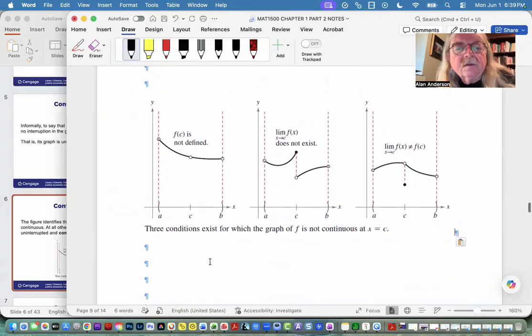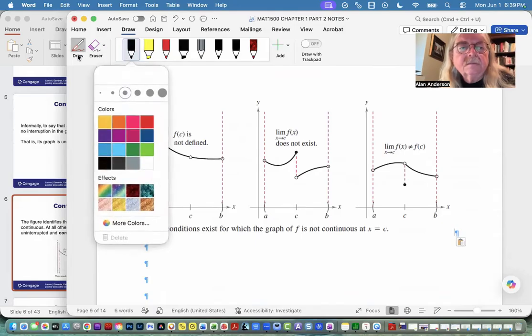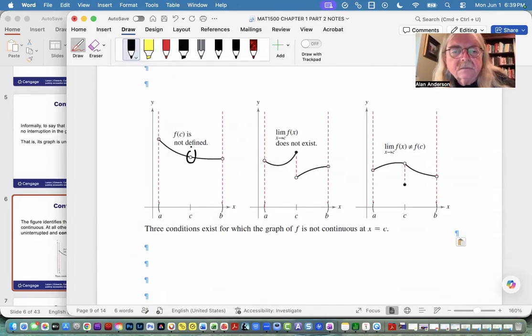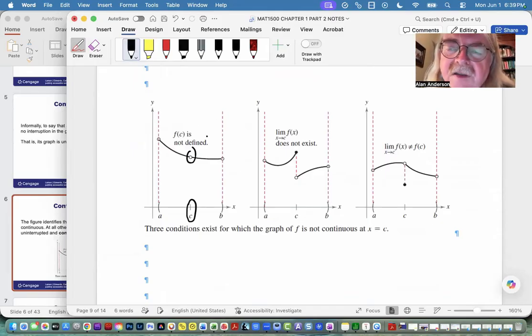Okay, so the first one, f of c is not defined. There's a hole there. So over this interval from A to B, there's at least one point where the function is not defined, and therefore it is not continuous over that interval. Now, in the middle, you can see there's a gap. And we know what that means from before.